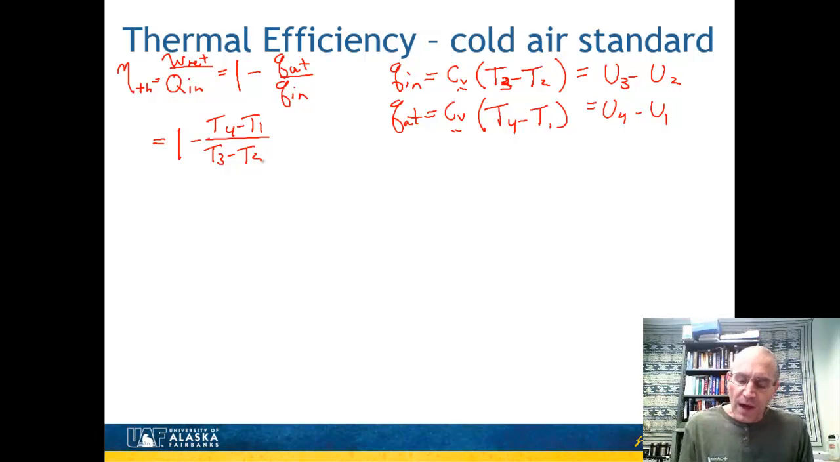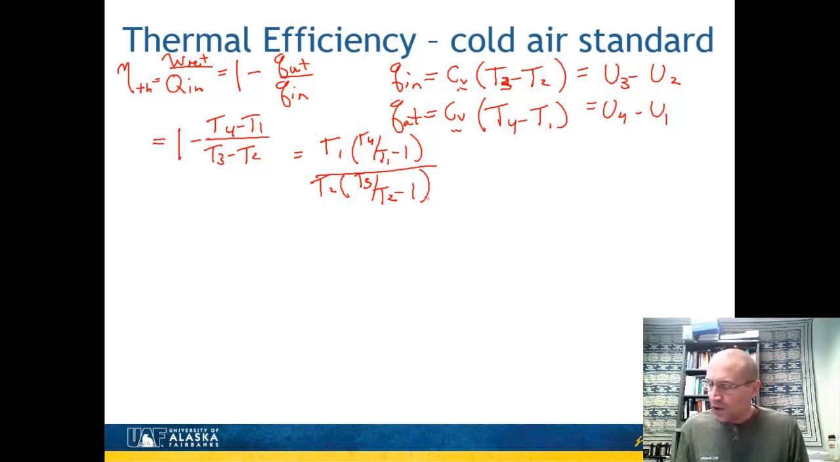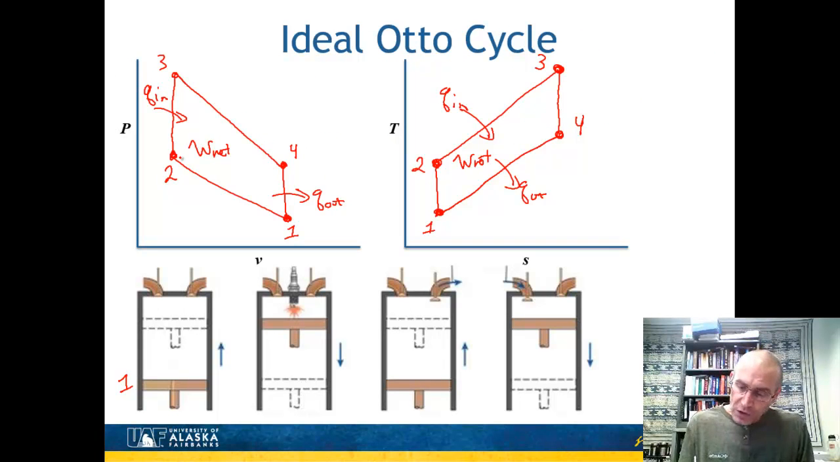Then I'm going to do a little bit of algebraic rearrangement, and the book shows this as well. I'm going to move my T1 and my T2s out of here. So I end up with T1 times T4 over T1 minus 1, and I bring out T2, and I have T3 over T2 minus 1. The reason I'm doing this is that if you remember, steps 1 to 2 and 3 to 4 are isentropic steps.